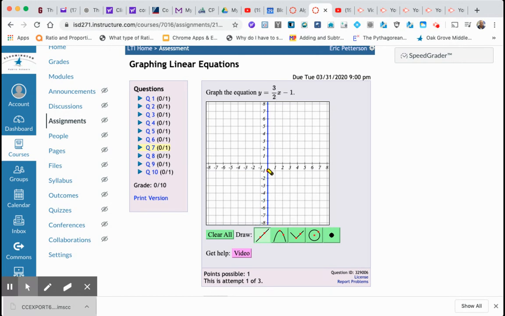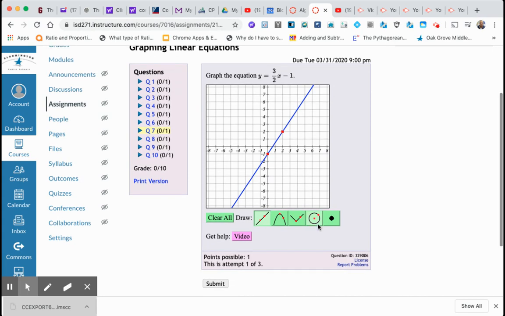So I start at my y-intercept, and I'm going to go up 3, because my slope is rise divided by run. I'm going to go up 3, and I'm going to go over 2 to the right. And I always go to the right to find that second point. This graph has a positive slope, and my slope is up 3 and over 2, so I have the slope correct, and my y-intercept is -1.